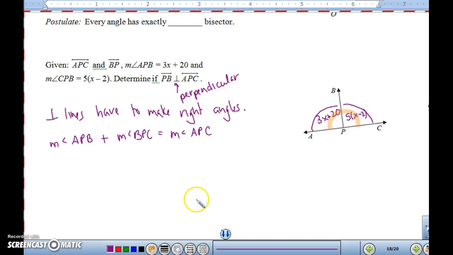What kind of angle is APC? Well, APC is a straight angle. So I know that APC will measure 180 degrees. And all I have to do is plug in the rest of the values. 3x plus 20 is APB, and CPB is 5 times x minus 2, and I have my equation. So here's what you're going to do. Finish this equation and determine whether or not PB is perpendicular to APC. We'll go over that in class tomorrow, and then we'll also go over the other two problems that are left on the note sheet.